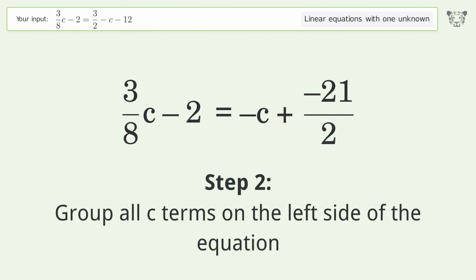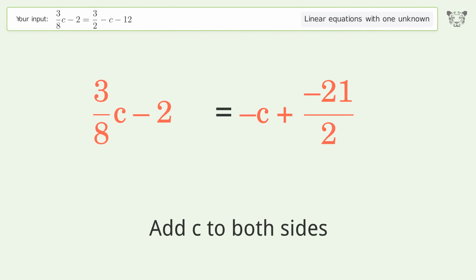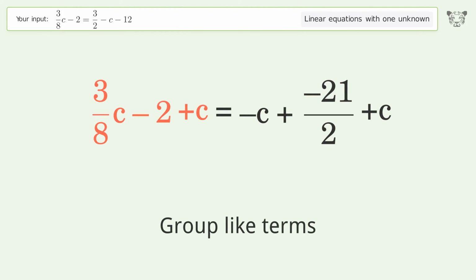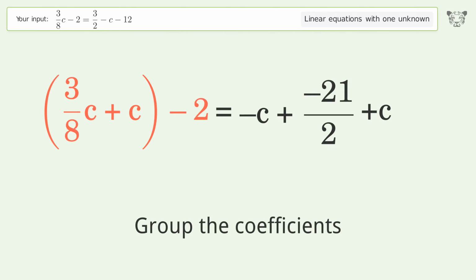Group all c terms on the left side of the equation. Add c to both sides. Group like terms. Group the coefficients.